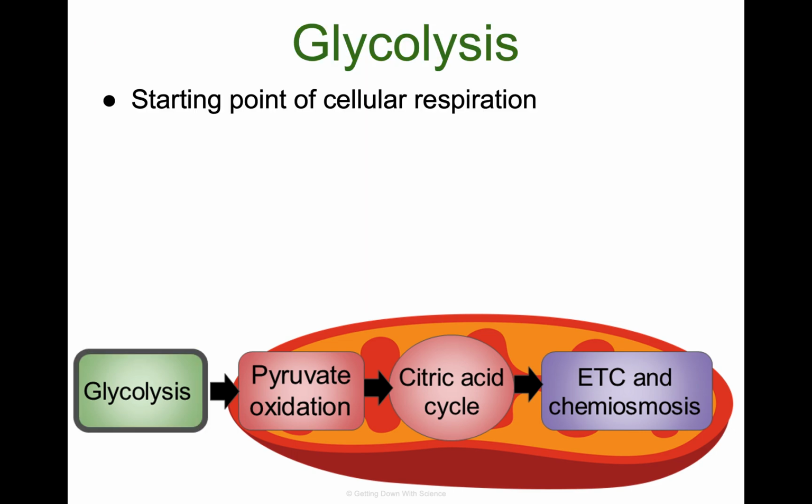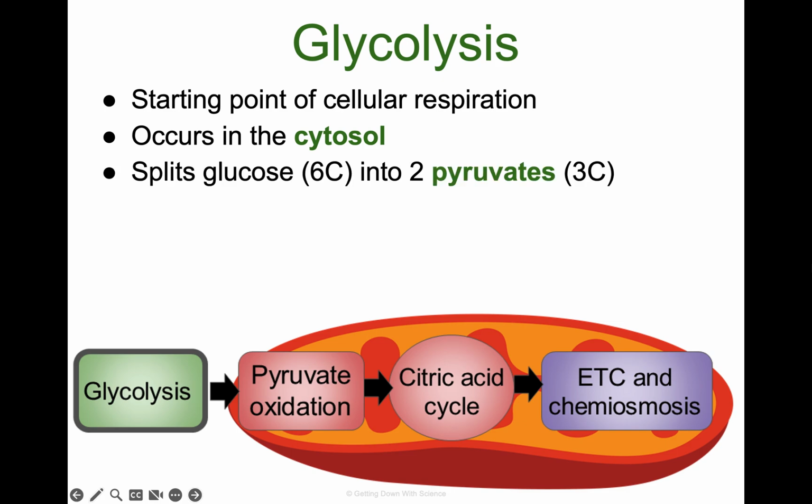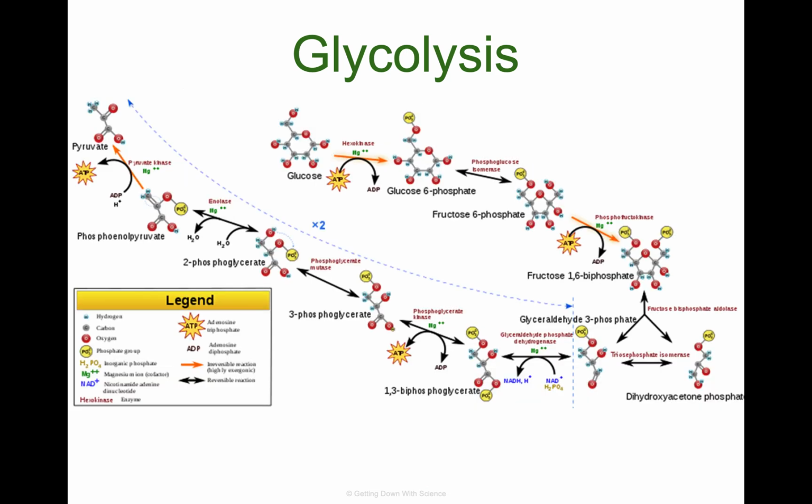So let's start with glycolysis. This is the starting point of all cellular respiration. It occurs in the cytosol. So if you can imagine, this is zoomed in on the mitochondria organelle. There's another big cell around it, and this process begins in the cytosol. This is a process where glucose molecules, which are generally 6 carbon molecules, are split into 2 molecules called pyruvate. All you need to know is 6 carbon splits into 3 carbon. That 3 carbon we call pyruvate.